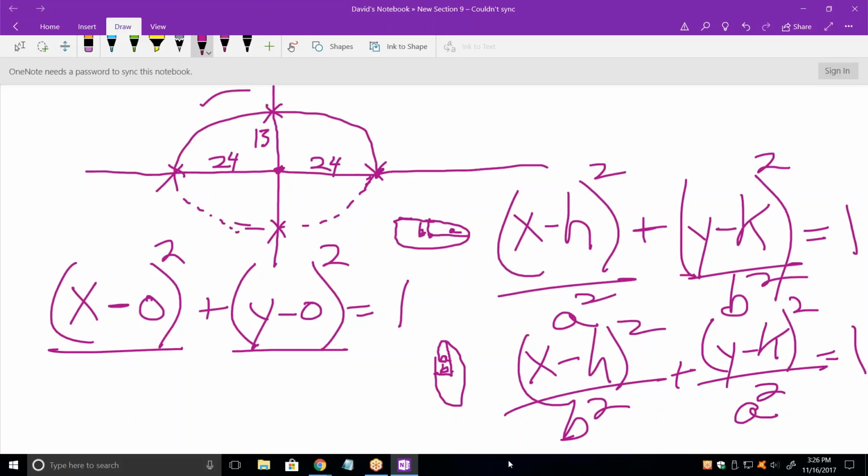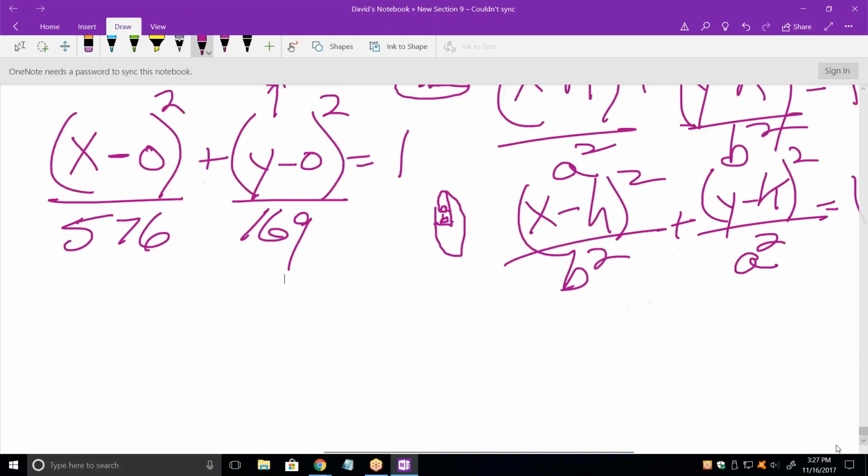What's A squared? Is that 24 squared, or is that the square root of 24? No, it's A. This is A. From here to here is A. From there to there, that's B. But that is A. So A is 24. This calls for A squared. What is 24 squared? It's 576. What's 13 squared? I'm pretty sure there's like a thing. Let me check. 169.